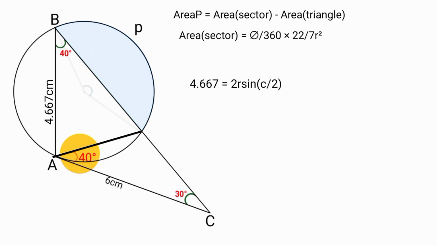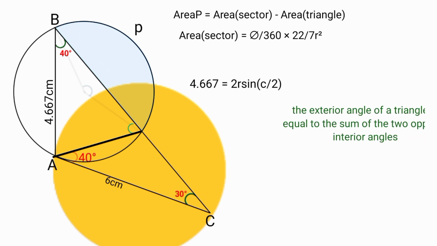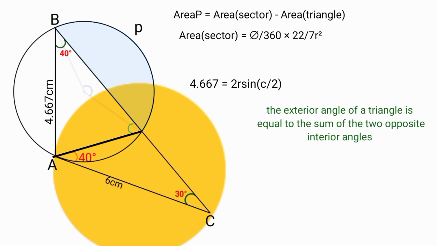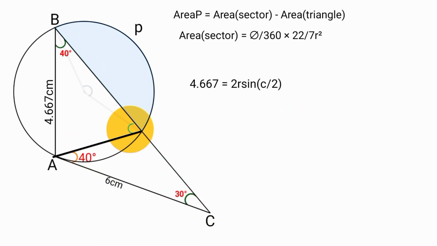So now if you look, this angle here is an exterior angle of this triangle here, and we know that the exterior angle of a triangle is equal to the sum of the two interior angles that are opposite to it. And that implies that this angle here must be equal to the sum of this and this angle here, and hence equal to 40 degrees plus 30 degrees, which equals 70 degrees. So this angle here is 70 degrees.